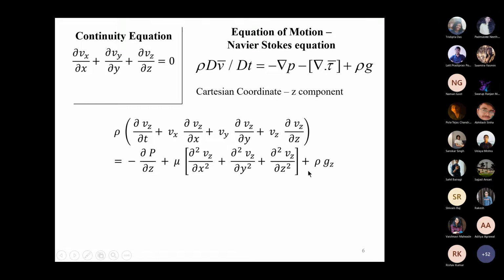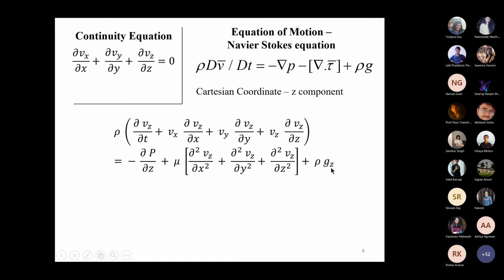Whereas this Gz is the Z component of the body force, and the volumetric force that we most likely encounter is gravity, though there could be electrostatic and magnetic and other forces as well. Depending on that, this shape is going to be different.